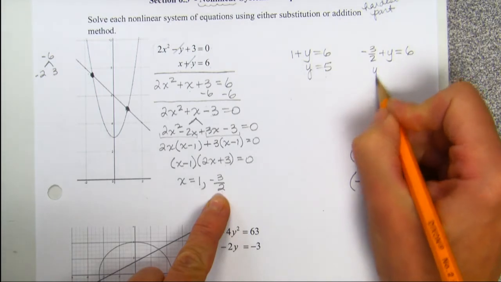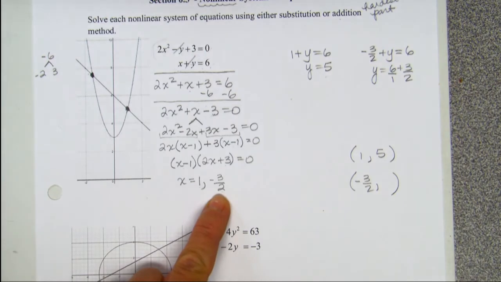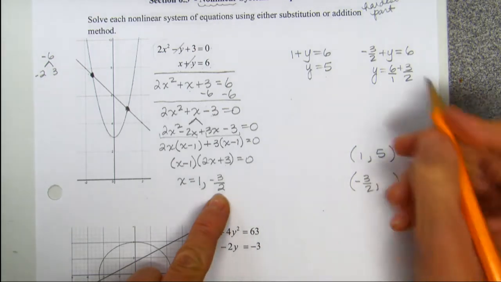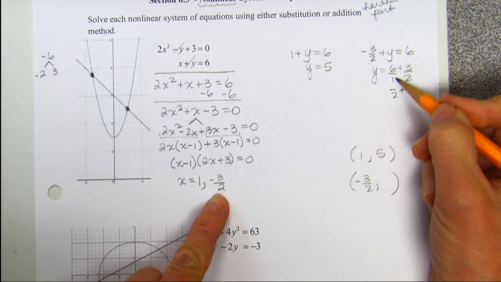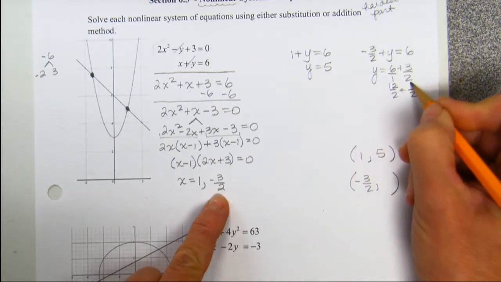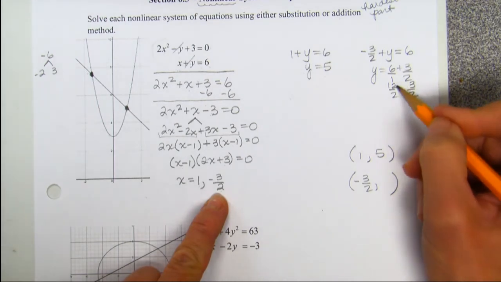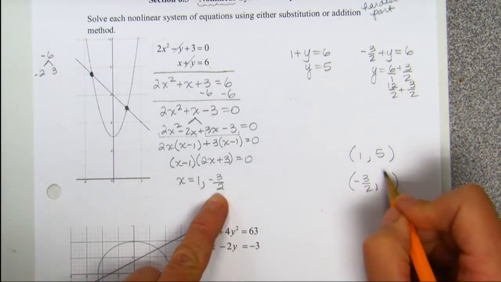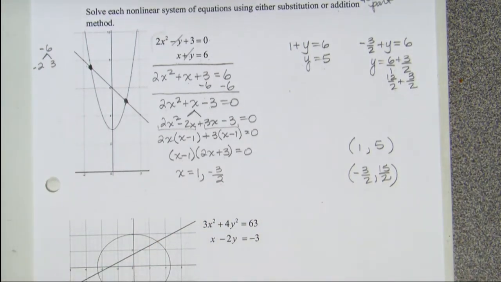Add 3 over 2 to both sides. I'll go ahead and put a 1 under my 6 because I need a common denominator when I add fractions. My common denominator is going to be a 2. If I change the 1 to a 2 by multiplying by 2, I have to change the 6 to a 12 because I'll multiply it by 2. My back fraction already had a denominator of 2, so we can leave it alone. 12 halves plus 3 halves is 15 over 2. And that goes with your negative 3 over 2.